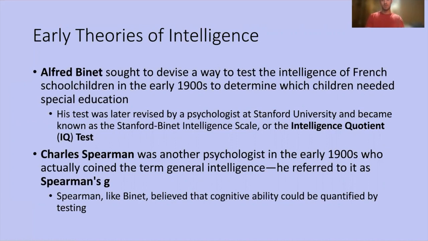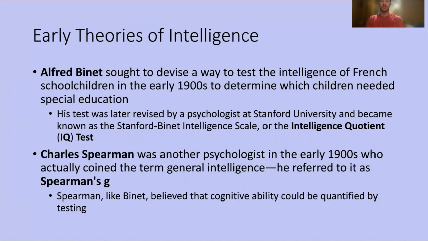So his test was later revised by a psychologist at Stanford University, and it became known as the Stanford-Binet test. That was more commonly known as the intelligence quotient test, or the IQ test. Even to this day, there are still a lot of IQ tests that you can take. Generally, they are thought not to be the most accurate way to measure intelligence because, again, what really is intelligence? But people do use them in practice. You just take them with a grain of salt and you have to understand what they're telling you.